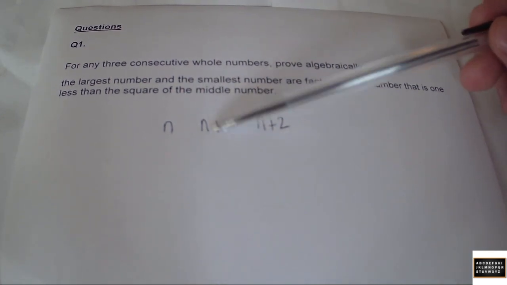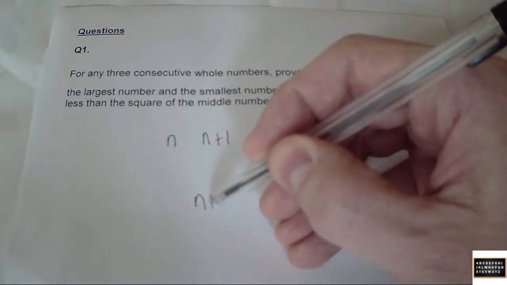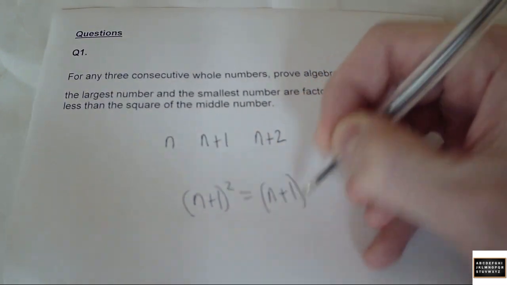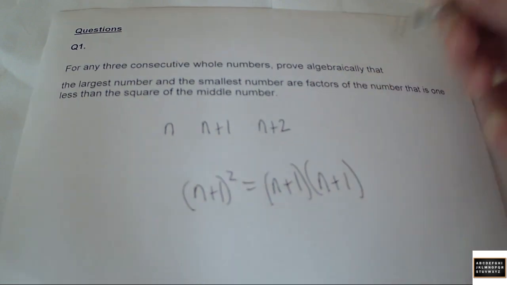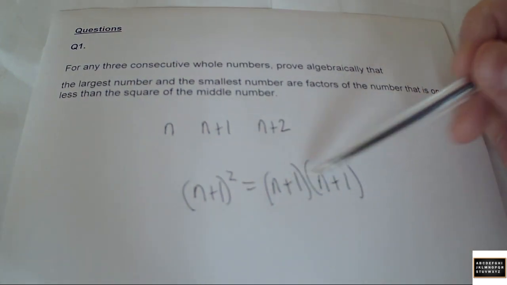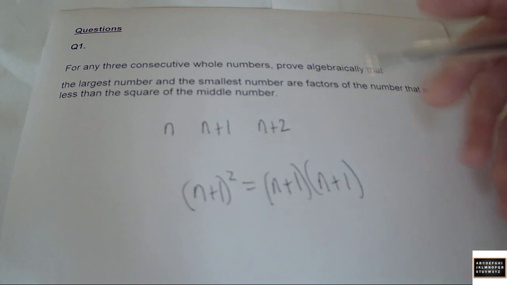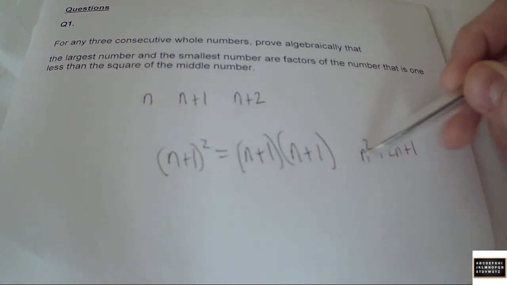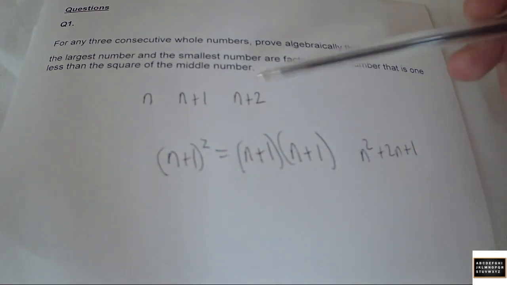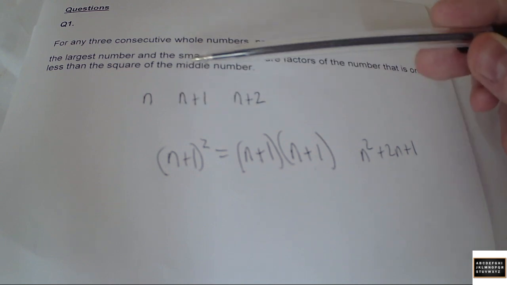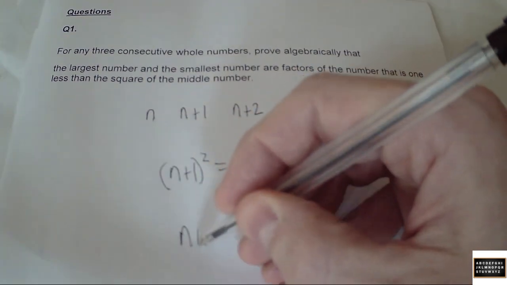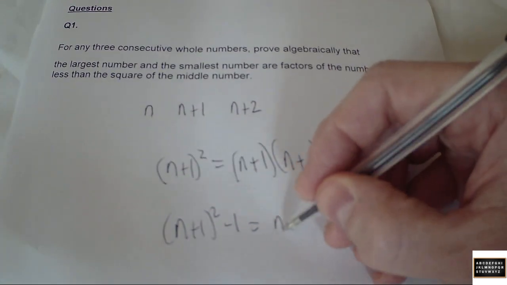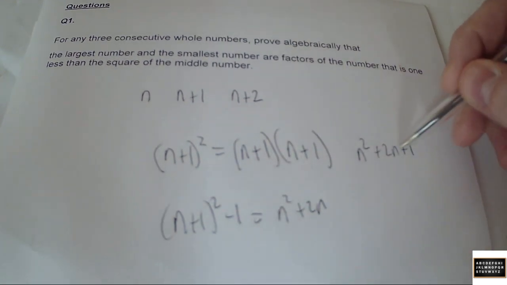So our middle number here is n plus 1. We're going to square that up, so n plus 1 squared. We're going to do that using our brackets work that we've done, and if you want to check out my video on expanding brackets, you can see me working my way through these. So n plus 1 all squared, that's n squared plus 2n plus 1, when you multiply these things out. And we need to do 1 less, because it says 1 less than the square of the middle number. So n plus 1 all squared take away 1 is just n squared plus 2n, which is this, take away the 1.